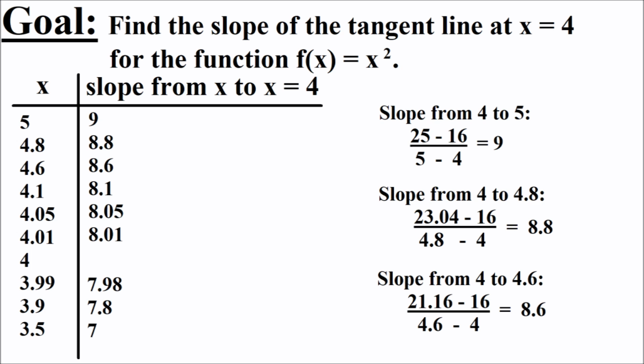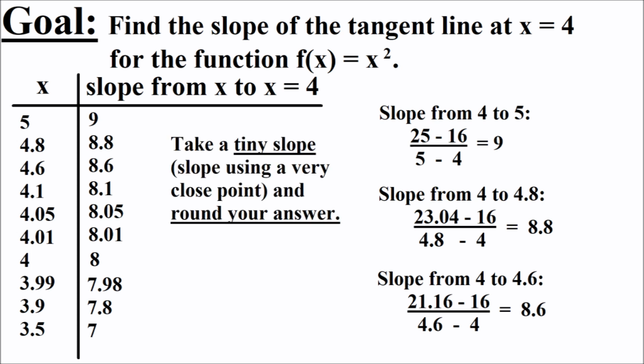Both of these sets of slopes seem to suggest that if we are able to get a slope exactly at 4, the answer should probably be 8, and your assumption would be correct. This means that if we want to find the exact slope at a point, we need to take the slope with a close by point and just sort of round our answer off. The closer the 2 points, the more accurate your answer will be.